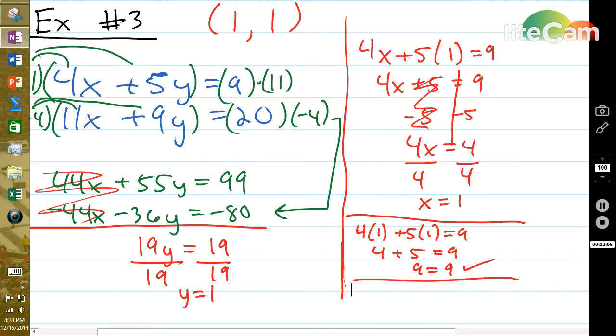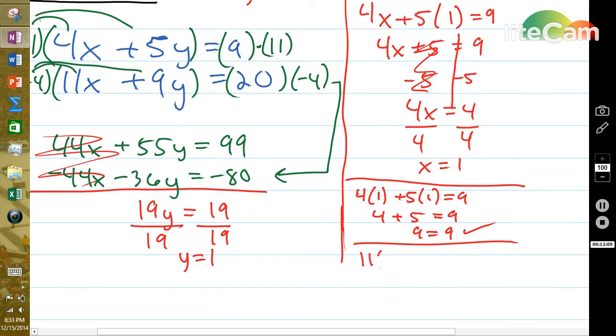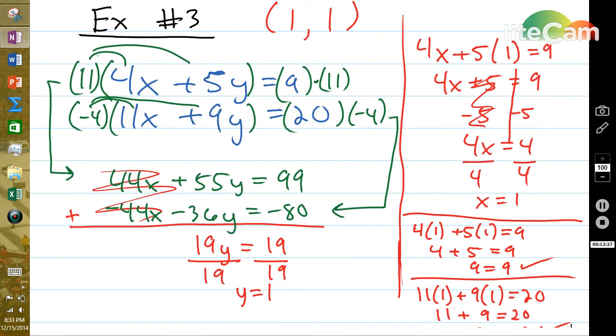So we're going to check the second equation. 11 times x, which is 1, plus 9 times y, which is 1 as well, equals 20. 11 times 1 is 11. 9 times 1 is 9. 11 plus 9 is 20. So this solution checks out as well. So the solution to the system is 1 comma 1. And remember, this represents where the two lines cross on a graph.